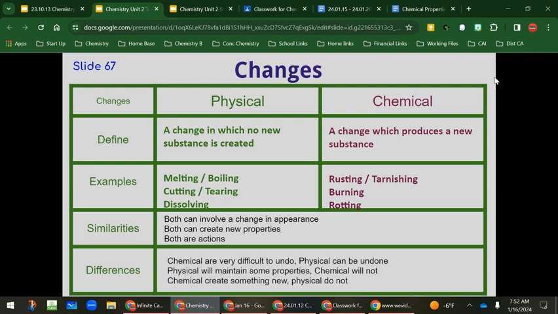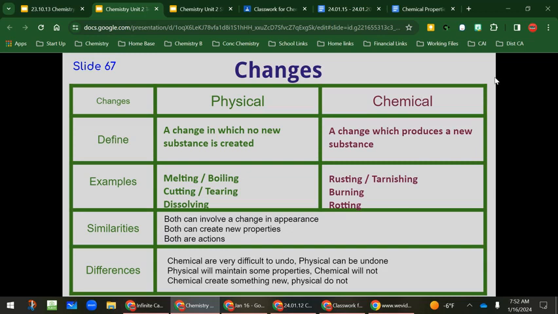And again, as we said just a minute ago with Jera, most chemical changes are very difficult to undo. Some you cannot undo. Some you can. Physical can be undone. Now again, if you cut a piece of paper in half, can you undo that? No, you can't undo that. But you could tape it back together or things like that because you haven't actually changed what is there.